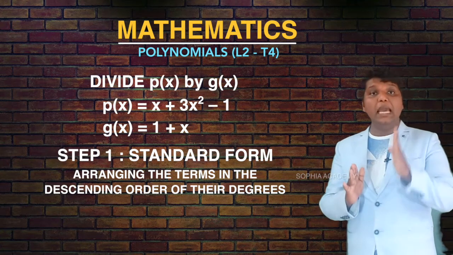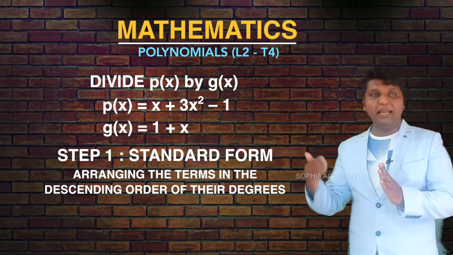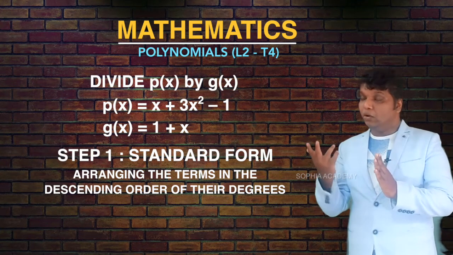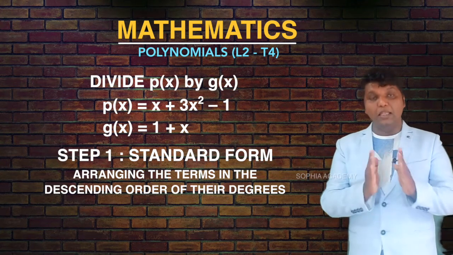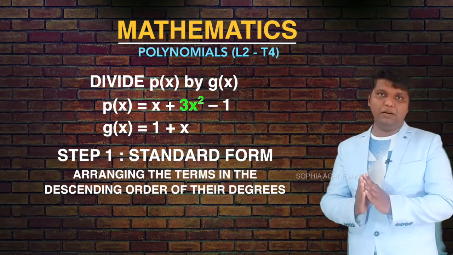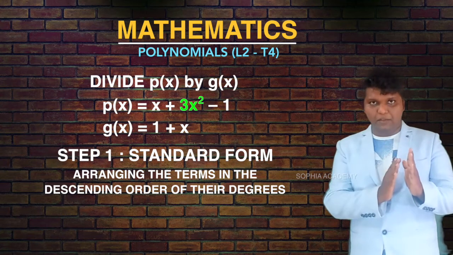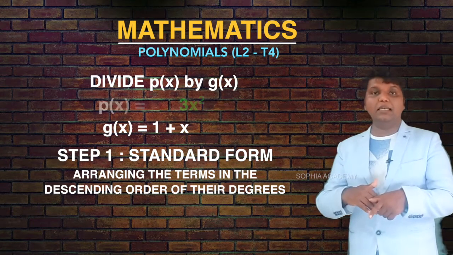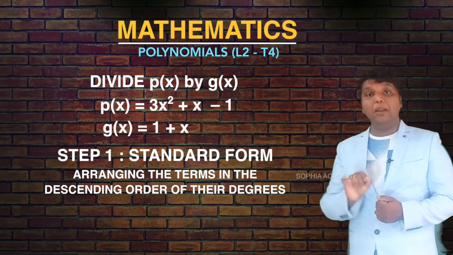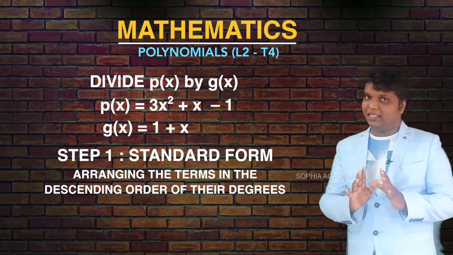So here you can see x plus 3x square minus 1. First comes x, then x square. It is not in the decreasing order, right? So first of all, you will write the bigger power one. Here 3x square has the highest power, so we will write that first and rearrange the terms like this. P of x is equal to 3x square plus x minus 1. Now it is in the standard form.